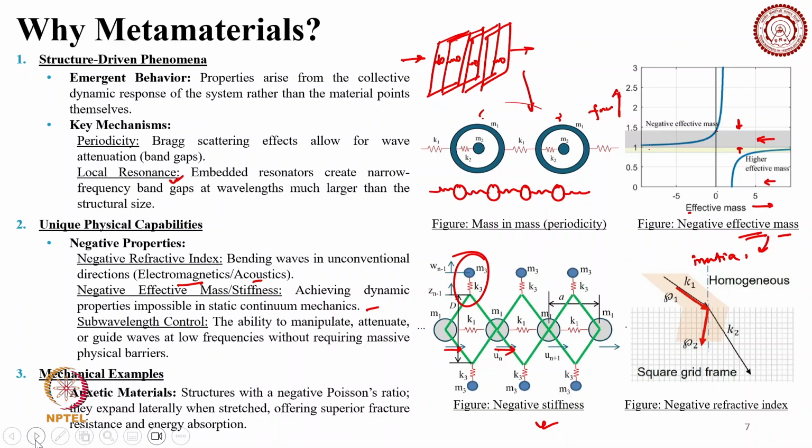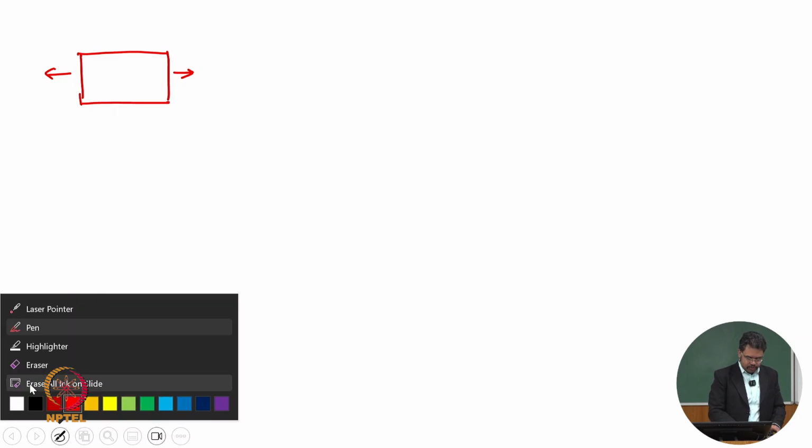Then we have auxetic material also. That auxetic material shows a negative Poisson ratio. If you are pulling some material, what will happen in the case of a normal material? Suppose you have this material, and now suppose you are pulling it. What will happen? How should its deformed shape look?